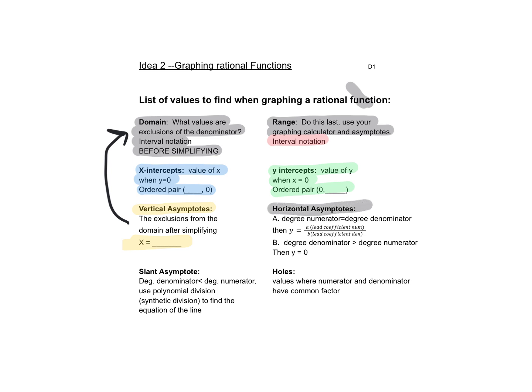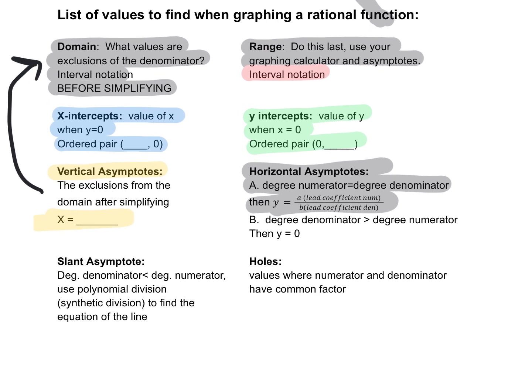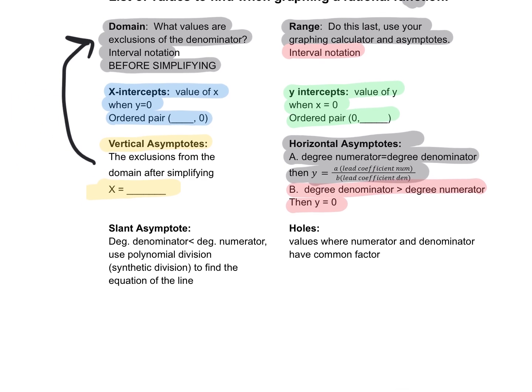So horizontal asymptotes, this is one you have to think about just a little bit. You have to look at the degree of the numerator and the denominator. If the degree of the numerator and the denominator are the same, then your horizontal asymptote will be at y equals a over b, where a is the lead coefficient of the numerator and b is the lead coefficient of the denominator. Or if the degree of the denominator is larger than the degree of the numerator, then it's always going to be y equals 0. Okay? And then a slant asymptote happens when the degree of the denominator is less than the degree of the numerator.